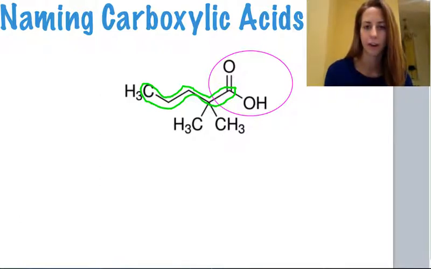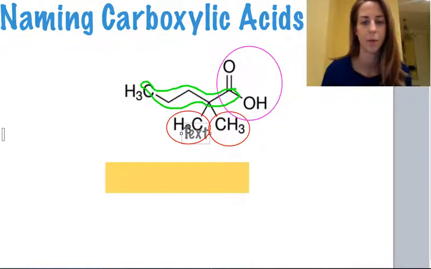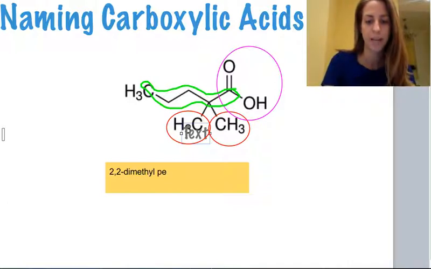Now we can't stop there. We have substituents, which are our methyl groups. I will circle them in red. We have a methyl group on carbon 2 right here, and another methyl group on the same carbon. When you go to name this, I would say that we have a 2,2 dimethyl, because we have 2 methyls on this second carbon, dimethyl 1, 2, 3, 4, 5 pentanoic acid.